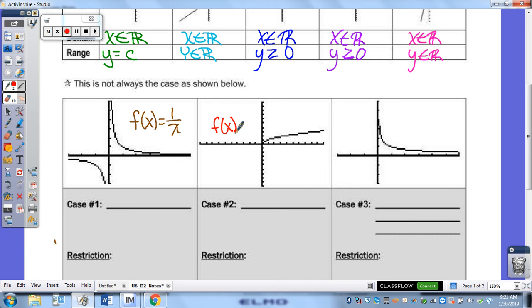This graph is f of x equals the square root of x. And this third one is f of x equals 1 over the square root of x. These are the three instances, again, where our domain is not simply an element of the reals. It's not all real numbers.